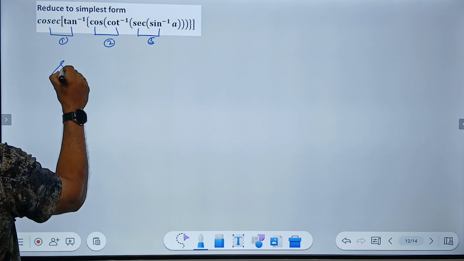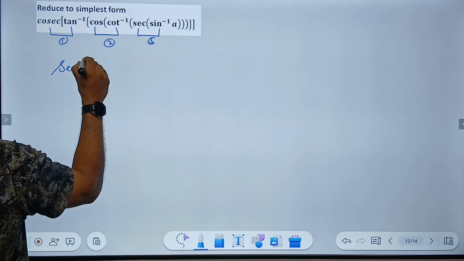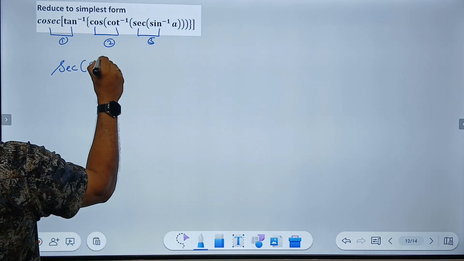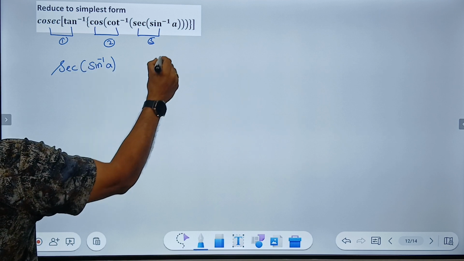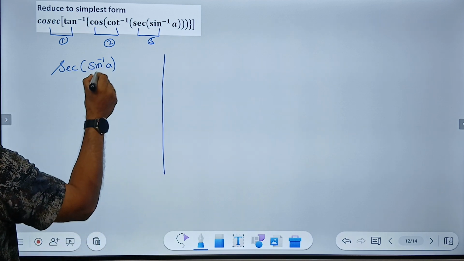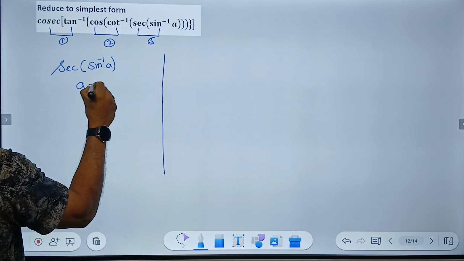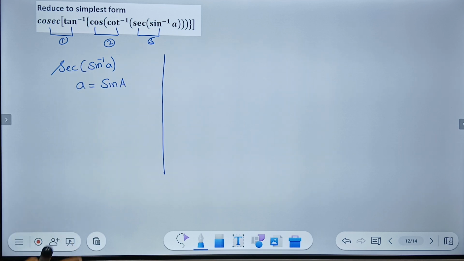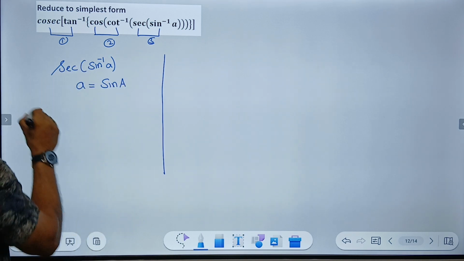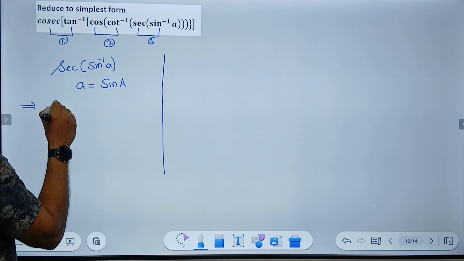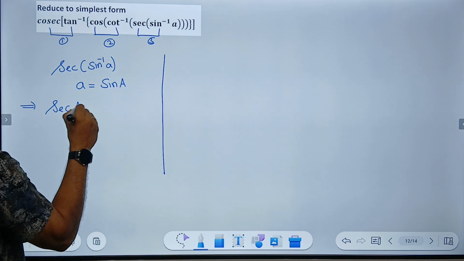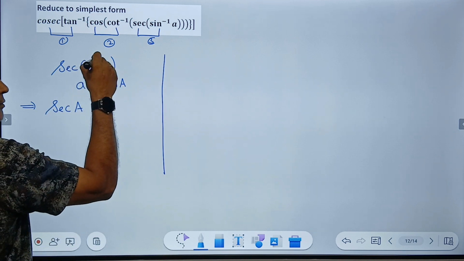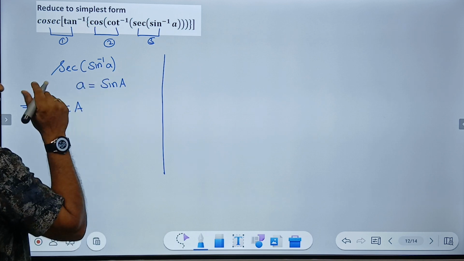First, I'll take the innermost. What is the innermost? Secant of sine inverse of A. First, I'll start with this. Now, A should be taken as sine A. You know the reason, because it's sine inverse of A. So, I'll take A as sine A. So, what will happen to this? This will become secant A, because sine inverse of A is capital A.